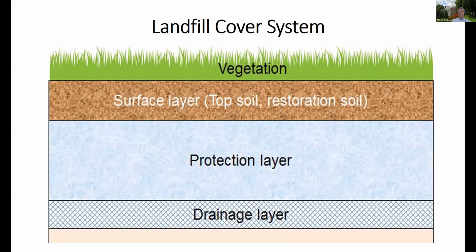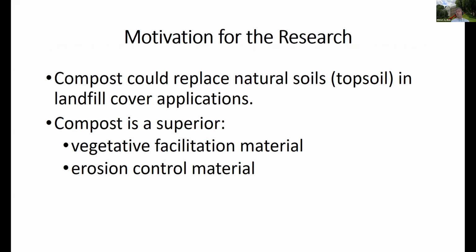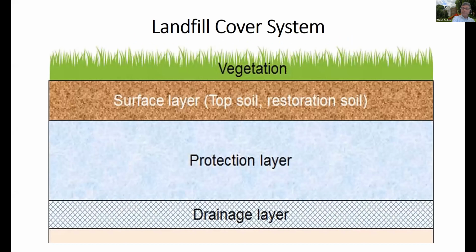In the landfill cover systems, there's also a protection layer. So we wanted to see if compost is a superior vegetative facilitation material. We have already seen that in other projects, and a good erosion control material. And we have also seen that in earlier projects, but is that going to be compatible with any type of textiles placed right between the systems where the surface layer or protection layer is overlying a drainage layer, a textile, for instance.